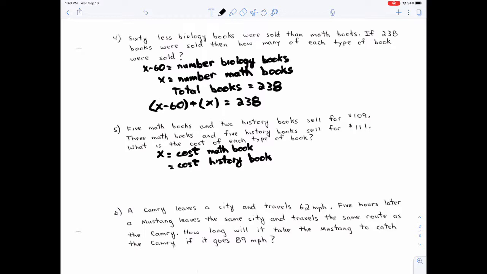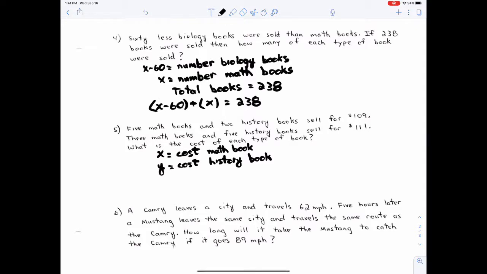Why? Let's take a look at number 4. In number 4, we want number of biology books, number of math books. Do they tell us a relationship between the number of biology books and the number of math books? Yes, they do. Number 5, we want the cost of a math book and the cost of a history book. Do they tell us anything about the cost? That's a relationship between the cost of the math book and the cost of the history book. No, they don't. So here's where you have to have 2 variables.